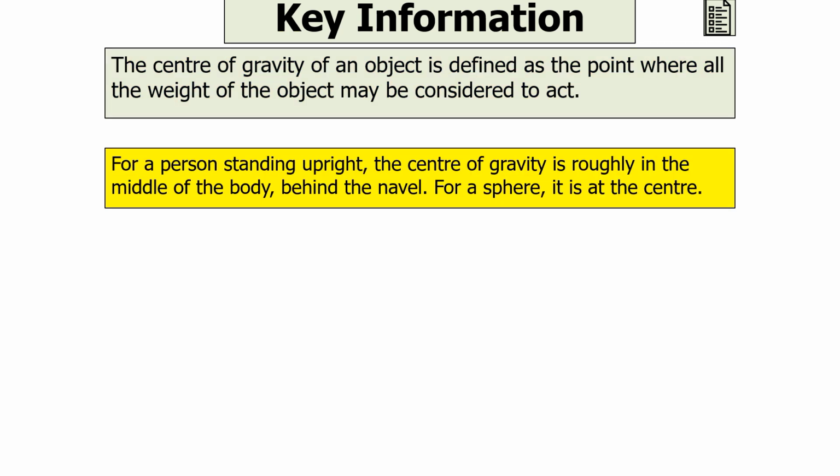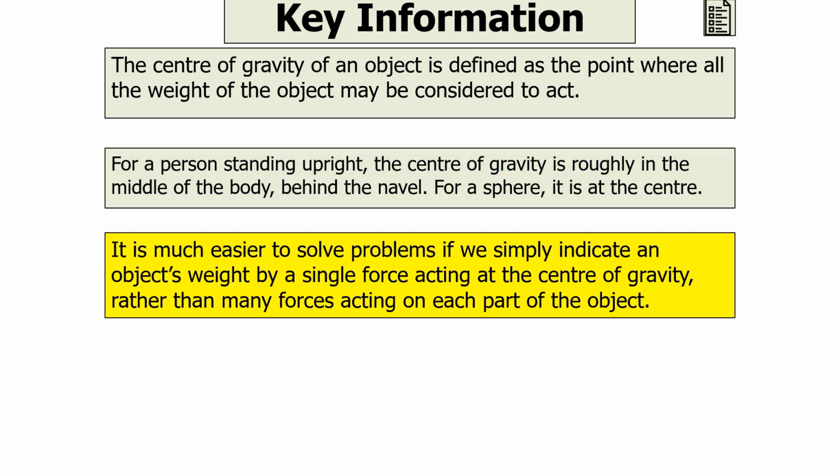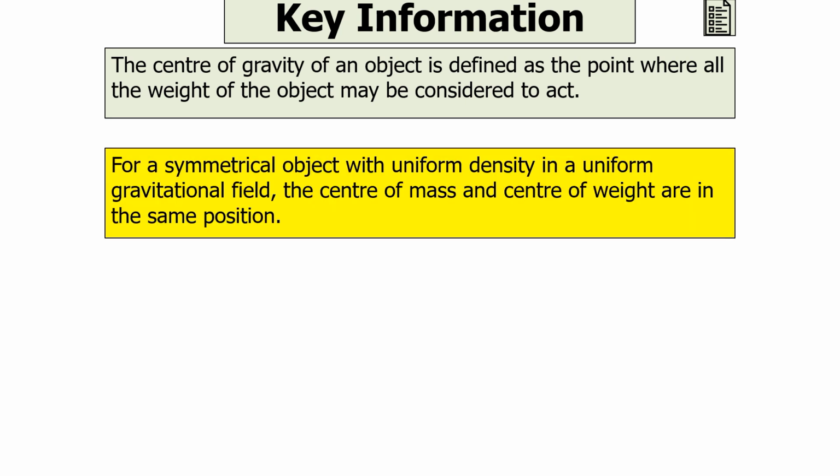Now for a person standing upright, the centre of gravity is roughly in the middle of the body behind the navel. Now for a sphere, it's at its centre. Now, as mentioned before, it's much easier to solve problems if we simply indicate an object's weight by a single force acting at the centre of gravity, rather than many forces acting on each part of the object. Now, for a symmetrical object with a uniform density and a uniform gravitational field, the centre of mass and the centre of weight are in the same position.